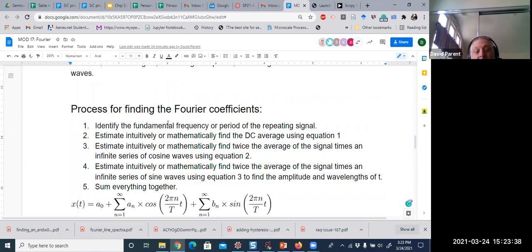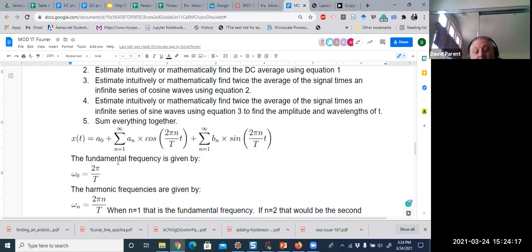So you identify the fundamental frequency or period of the repeating signal. All right. So if it's a sine wave or a rectangle or something arbitrary, you just have to see where it begins repeating again, right? And then once you have that, you can intuitively or mathematically find the DC average using equation 1. All right. Then once you do that, you can estimate, intuitively or mathematically, the a_n constants. Then you do the b_n. And then in the end, you sum everything together.